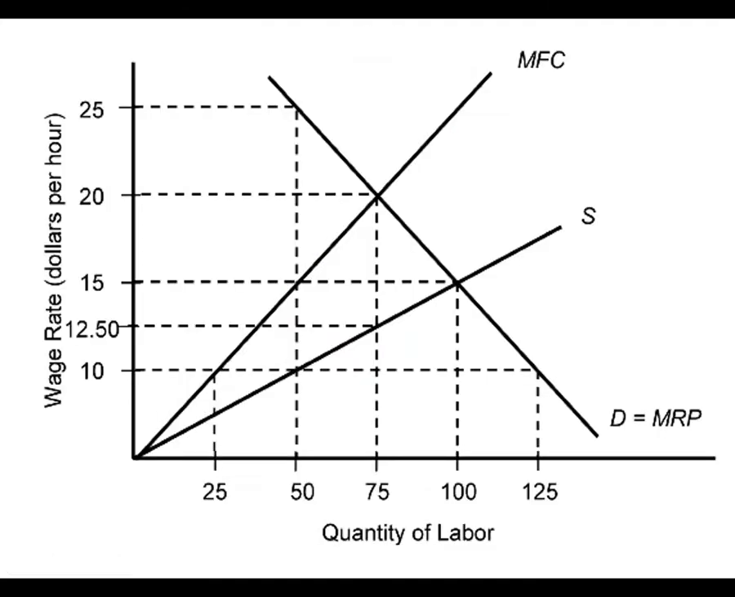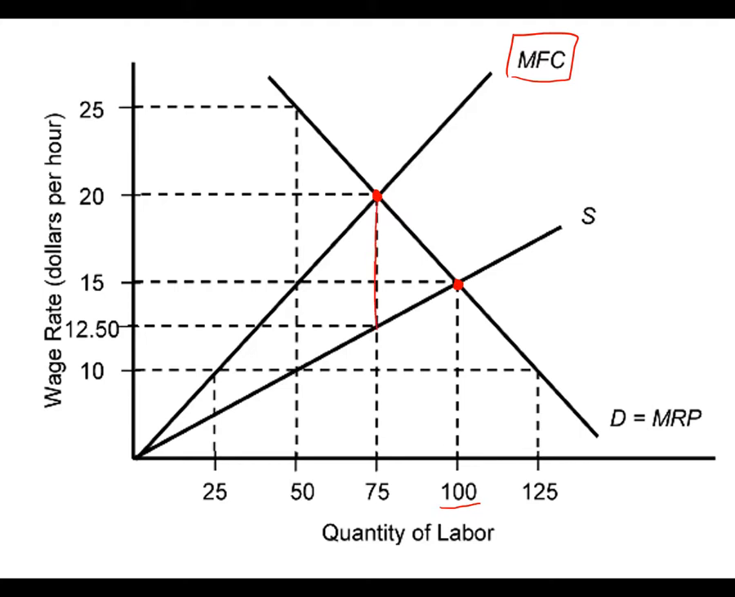So here we have the wage rate. This is quantity of labor. So if everything is competitive, then we just go to where the supply meets the demand for labor, and it would be right here. So the competitive wage is going to be $15 an hour, and they're going to hire 100 workers, okay? But it's not competitive because I'm telling you it's not. We have a single buyer of labor, and we've got this marginal factor cost here. So we go to where marginal factor cost equals marginal revenue product, which is right here. And that would be at $20 an hour and 75 employees.